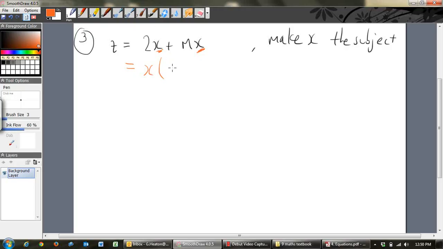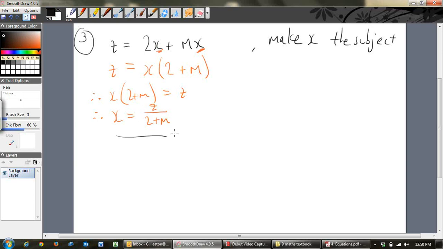If we take x out of this, you're left with 2. If we take x out of this, you're left with m. And so you've got z is equal to x times 2 plus m. Let's put the x on this side because that makes it easier, at least for me. All I've done is swap sides, and now I want to get rid of this 2 plus m. So x is equal to, this is x times 2 plus m, so to get rid of it I need to divide by 2 plus m. So the answer will be z over 2 plus m, and there's your answer.